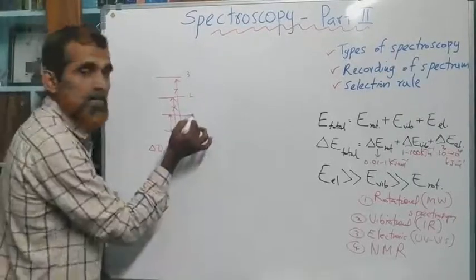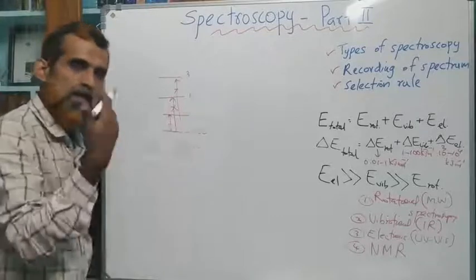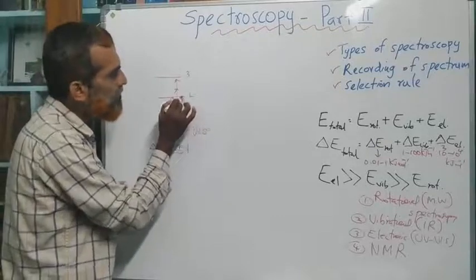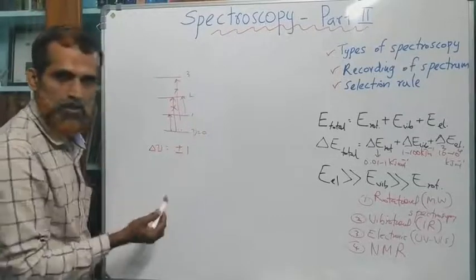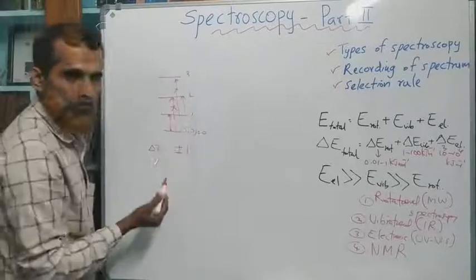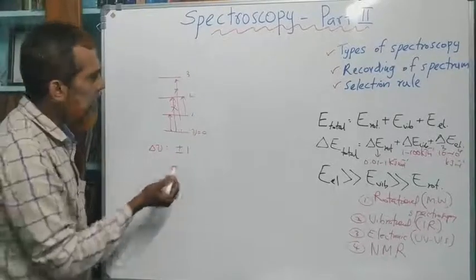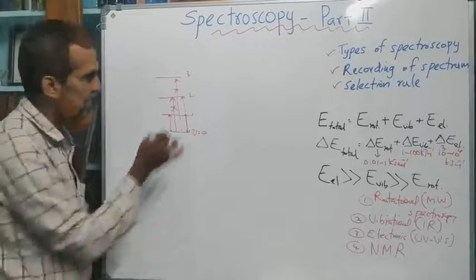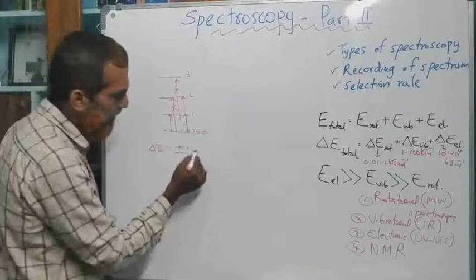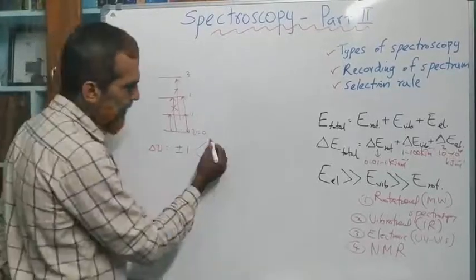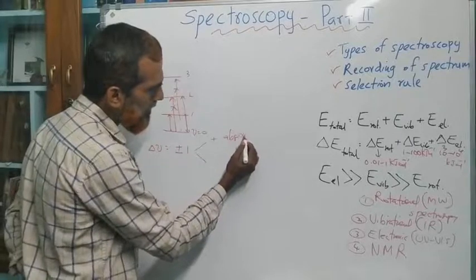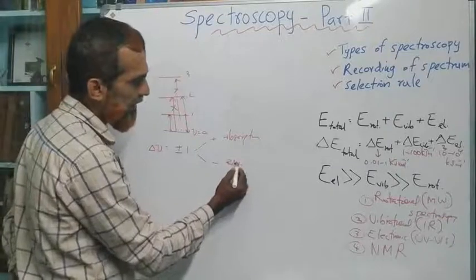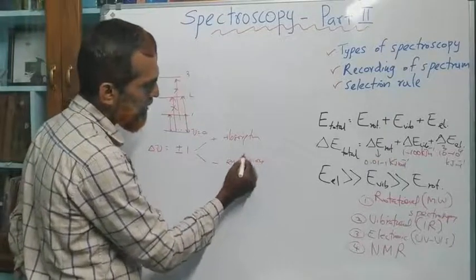Suppose the molecule is in 1. Normally it will be in the ground state, but sometimes the molecule may remain in an excited level, from where it can go to 2 only. That is this selection rule. Plus 1 indicates absorption. What does minus 1 indicate? If a molecule is in 1 and it is coming down, it can come to 0, or from 2 to 1. Plus indicates absorption; generally, we are concerned with absorption spectra in our discussion. Minus indicates emission, which we are generally not discussing here.